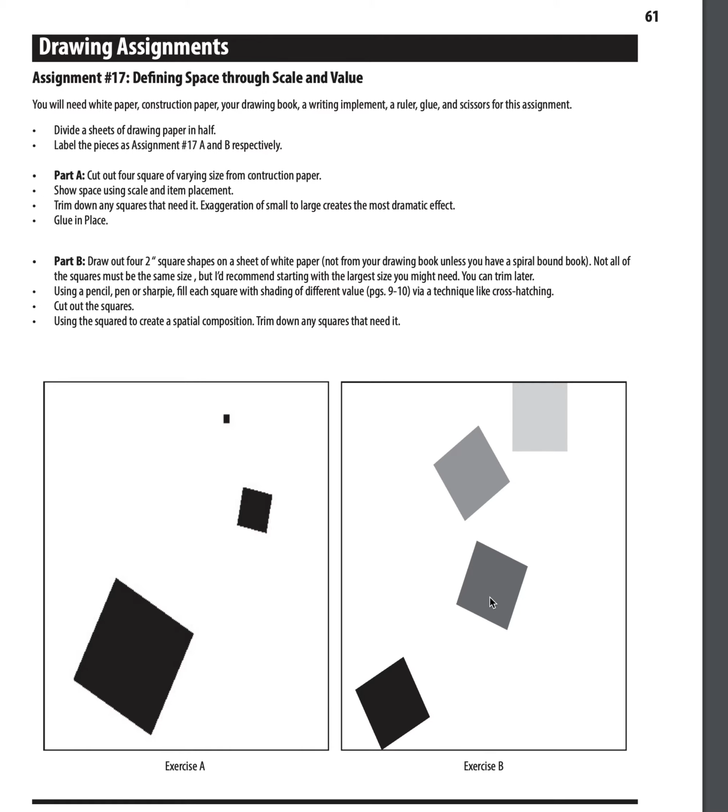But just make sure that all of your shapes are the same for part B, and it's the same shape for part A, but they are going to get smaller. So the size is going to change for A, the value only is going to change for B, but the shape and the size will remain the same. So size changes, value changes. And again, it's going to be cut out and glued.